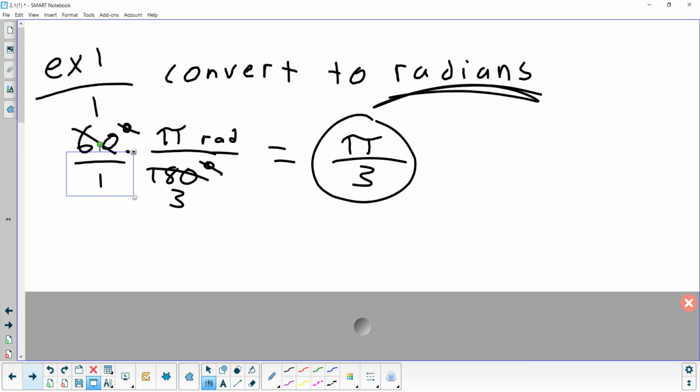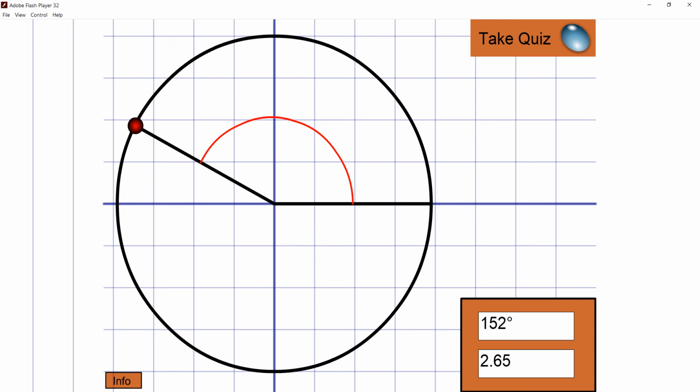You might think I forgot something. I didn't forget to put RAD. We don't write RAD. I was just showing you that initially to help it make sense. So if you go to this program and you put it on 60 degrees, notice it says pi over 3. And that's the conversion between degrees and radians. And we just double checked it.